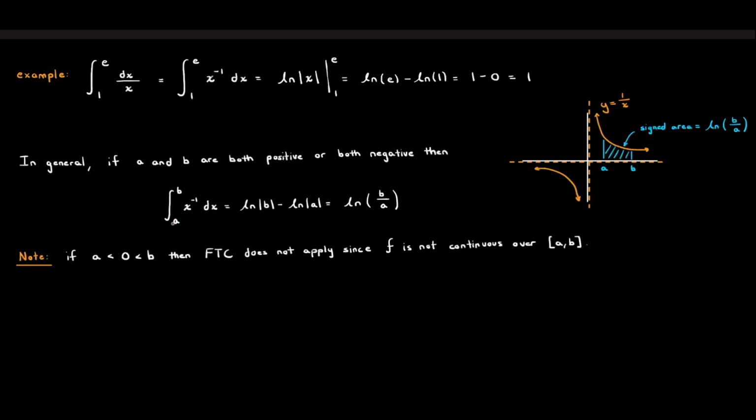It cannot include the origin because the origin has an infinite discontinuity and the fundamental theorem of calculus only applies for continuous functions. But assuming that we're on the positive side of the x-axis or the negative side of the x-axis, then the area under the reciprocal function is just going to be natural log of absolute value of b minus natural log of absolute value of a. And you can apply one of the properties of the logarithm, which says that if you subtract logarithms of the same base, in this case base e, then you can write it as a single logarithm, base e, where you divide the arguments.